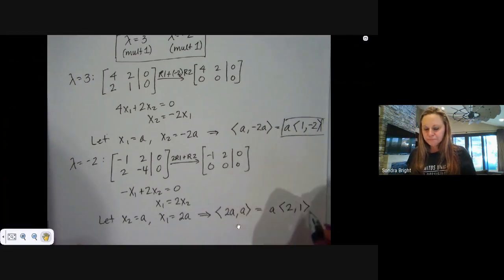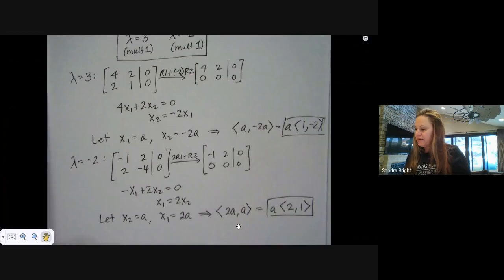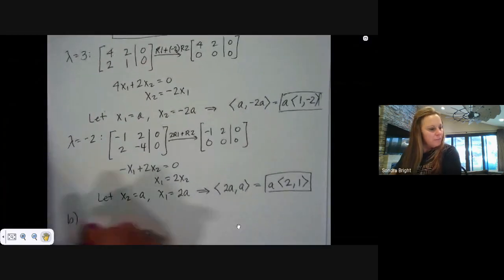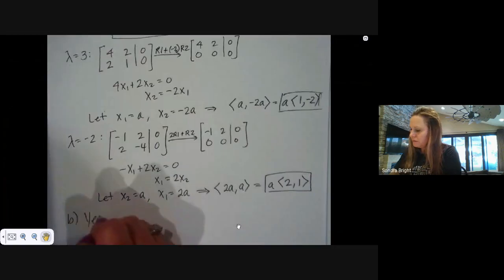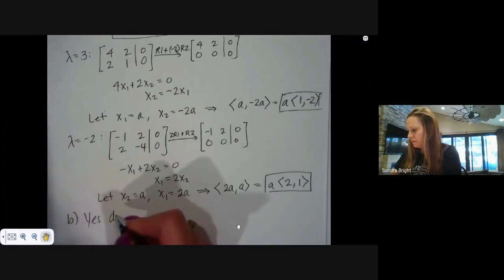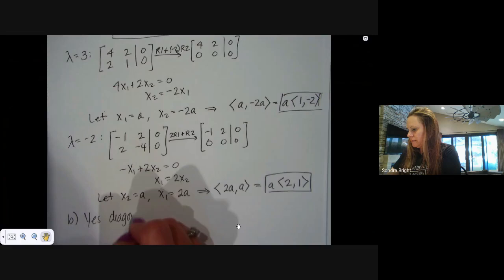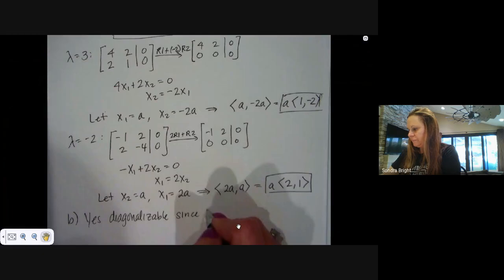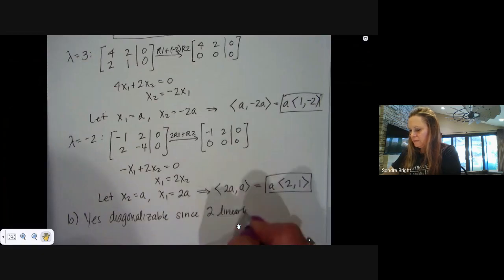Here we go. We definitely have 2 linearly independent eigenvectors, and so yes, it is diagonalizable, since there are two linearly independent eigenvectors.